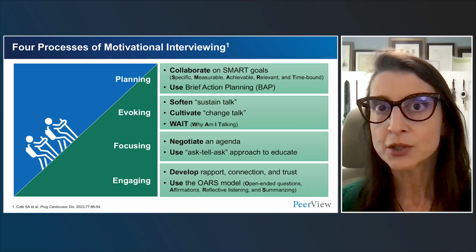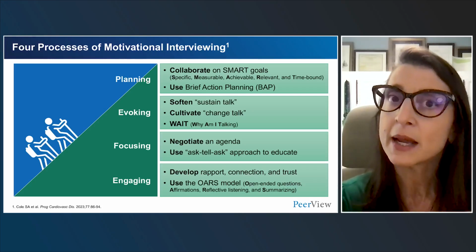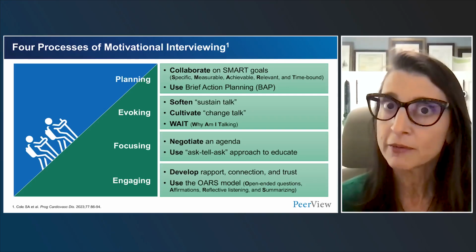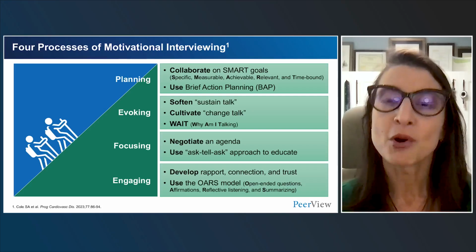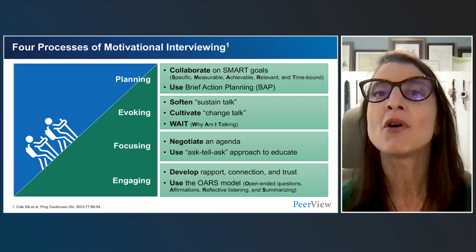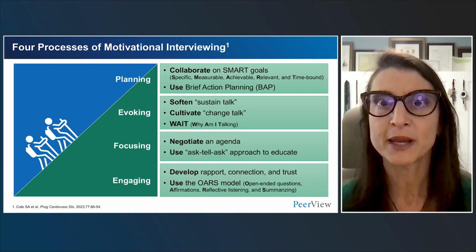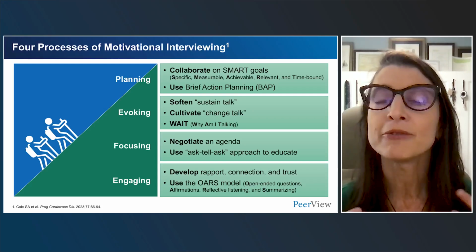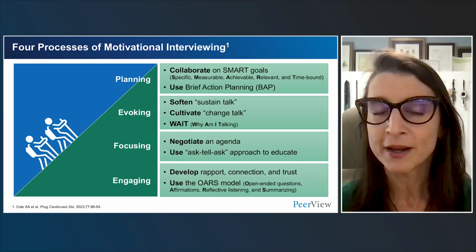They may have some things they want to address, and you can say, okay, and I have some things that I also want to make sure we cover today. So let's get to it. And then, of course, comes evoking, making sure that you are helping the patient to bring forth whatever information you need. And that could be by finding something positive that is going on in their life.